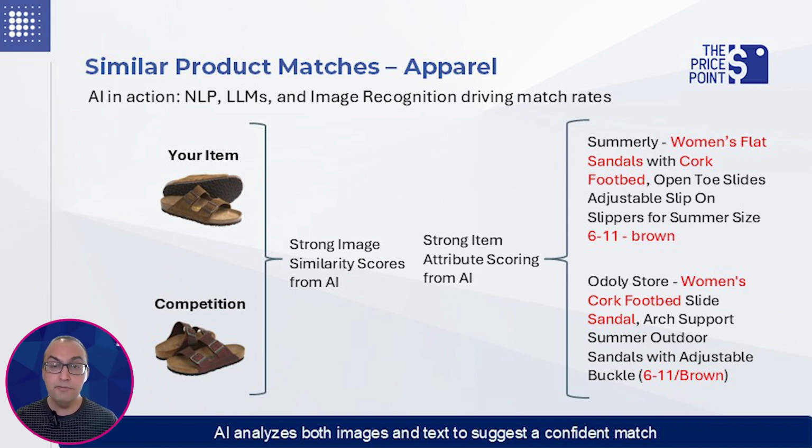AI is going to compare your visual elements like shape and material and design and assign a similarity score based on how closely the images align. Next, your text-based matching techniques come into play. So AI is going to process descriptions and attributes like cork footbed, adjustable buckle, size 6 to 11 to identify patterns and commonalities across the product listings.